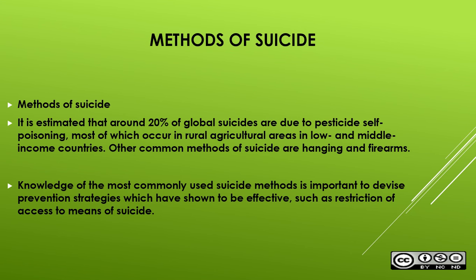As for the methods of suicide, people can try to attempt suicide through pesticides, self-poisoning. Other methods are hanging and firearms. Knowledge of the most commonly used suicide method is very important to devise prevention strategies that have been shown to be effective, such as restriction of access to the means of suicide. Many countries have put a ban on the use of firearms without a proper license. So that definitely has brought down the rates of suicide in such countries.